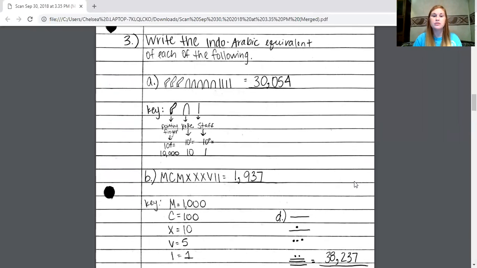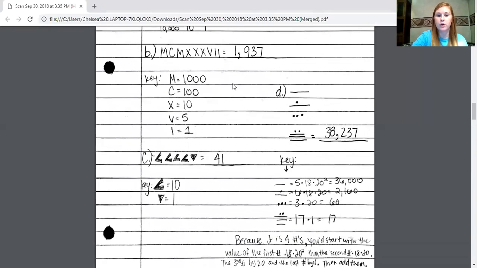Number 3 says to write the Indo-Arabic equivalent of each of the following. You'll see that I made you a little key here at the bottom. The pointing finger is equal to 10 to the 4th power, or 10,000. The yoke is equal to 10 to the 1st power, or 10. And the staff is 10 to the 0 power, or 1. So we have 3 pointing fingers, which is 30,000. 5 yokes, which stands for 50. And then 4 staffs, which is 4. So our answer is 30,054.